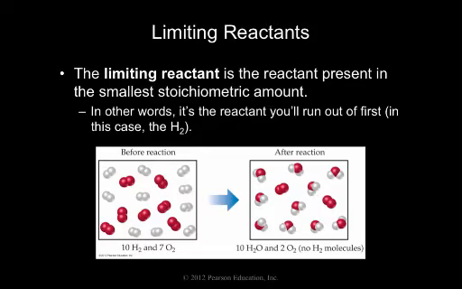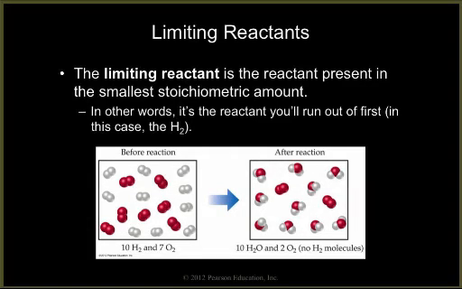You can see the example here where they show you before the reaction, you have H2 and O2 reacting. And like it says here, you have 10 H2 and 7 O2. The H2 are the little white ones, and the O2 are your red ones. After the reaction, you can see that water is produced. It makes 10 waters and 2 O2s.